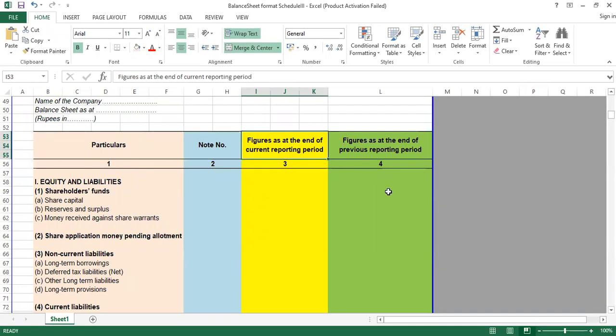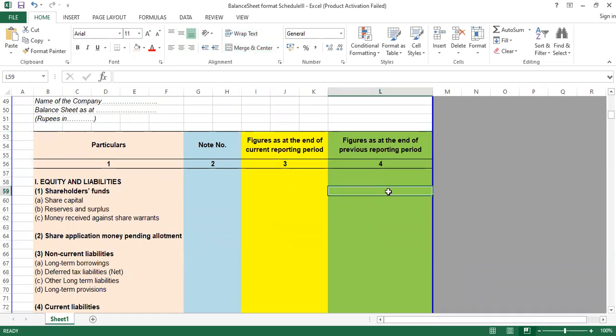The yellow color indicates the figures for the current year in question, the accounting year we are focusing on; it will be shown in the yellow color. Lastly, we have the green color, focusing on the figures or numbers pertaining to the previous accounting period.